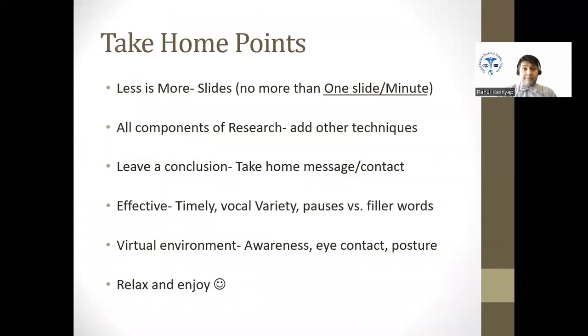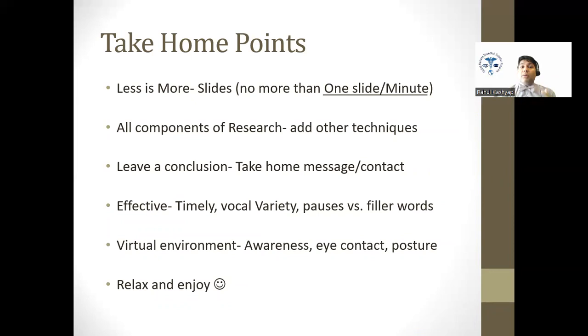So in summary, my take-home points are less is more, less slides. You cannot fit 20 slides in 10 minutes. The rule is one slide per minute. If somebody tells me I have to give a rundown, I ask them how many minutes, say 45 minutes. Then I prepare 45 slides. Somebody tells me you have 20 minutes to present, then I prepare 20 slides. Somebody tells me you have 7 minutes to present, I prepare 5 slides. 5 minutes to present, 5 slides. 3 minutes, 3 slides. One slide per minute.